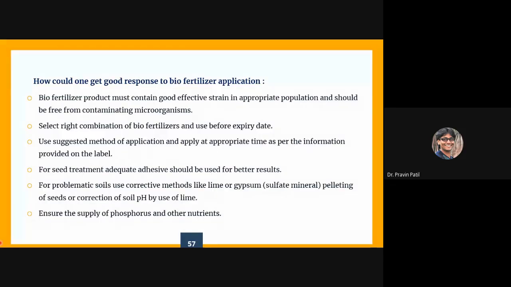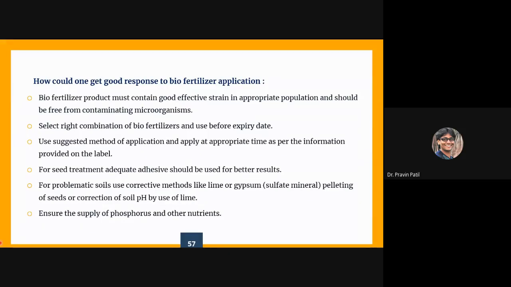Now let's understand the critical challenges. How could one get a good response to biofertilizer application? The first thing is the biofertilizer product must contain a good, effective strain in an appropriate population. The strain is efficient, but the population is less. So the soil is a steady thing. The microbes have to circulate themselves. That is why they should be in an adequate amount of population, and they should be efficient as well.